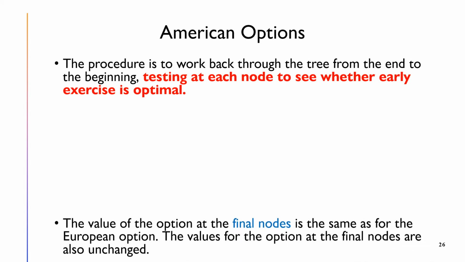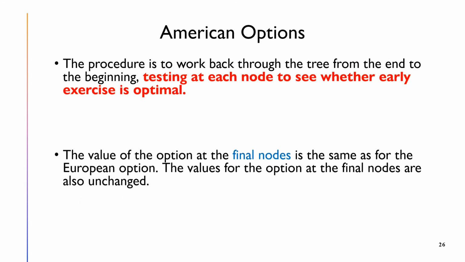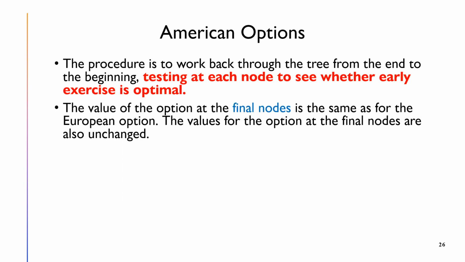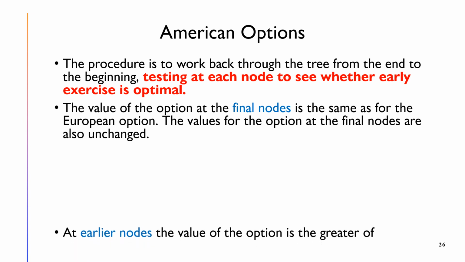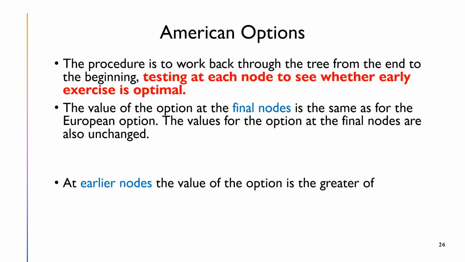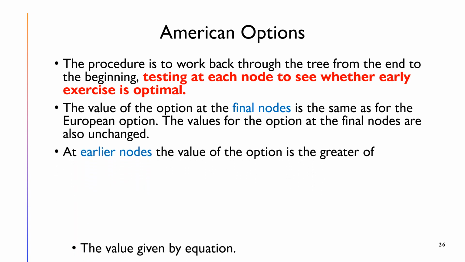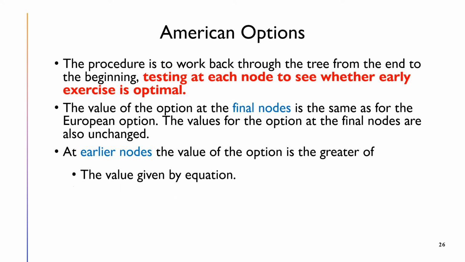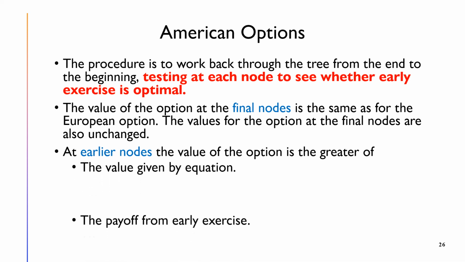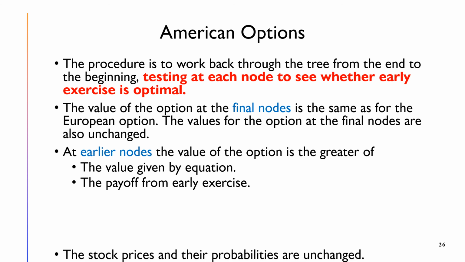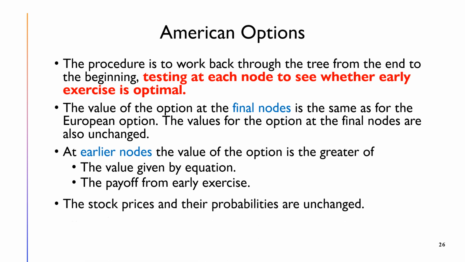The value of the option at the final nodes is the same as for the European option. The values for the option at the final nodes are also unchanged. At earlier nodes, the value of the option is the greater of the value given by the equation or the payoff from early exercise. The stock price and their probabilities are unchanged.